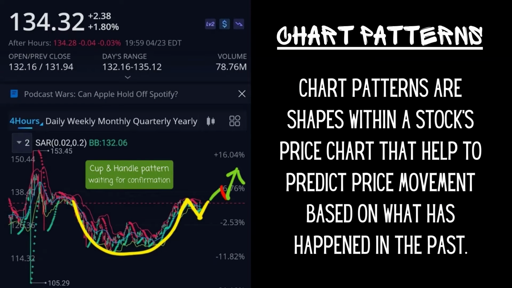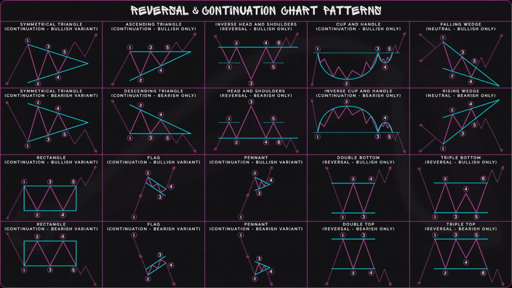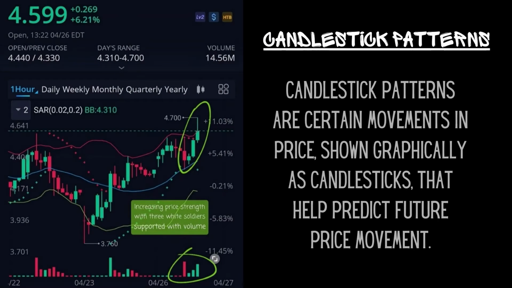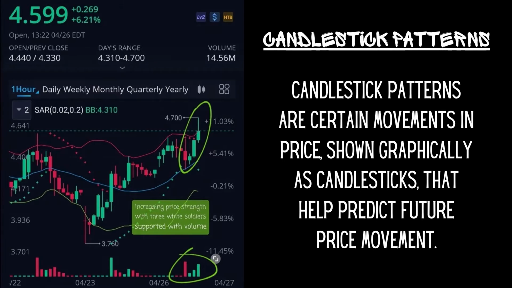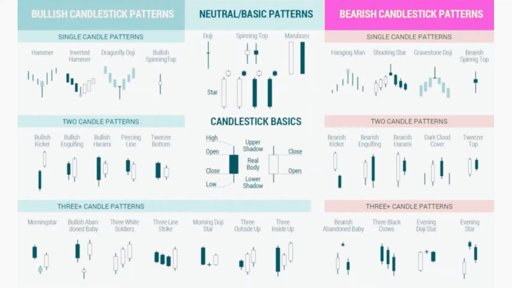Chart patterns are shapes within a stock's price chart that help to predict price movement based on what has happened in the past. Traders can identify these trend reversal and continuation patterns in order to find possible trading opportunities. Candlestick patterns are certain movements in price shown graphically as candlesticks that also help to predict future price movement. A candlestick pattern consists of one or more candlesticks and will fall into one of three categories: bullish, bearish, or neutral.